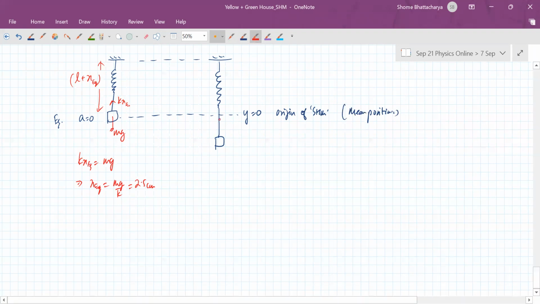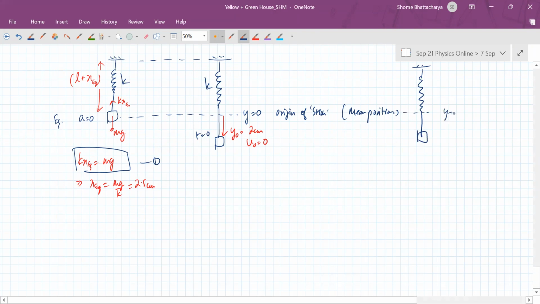You see that we have taken it initially to a displacement of y naught equal to 2 centimeters and released it from rest. So first of all, to show that in general it will be in equilibrium, this is our equation 1. So at any general time t, suppose the block is at a position like this, that compared to our equilibrium position, it is at a displacement of y.